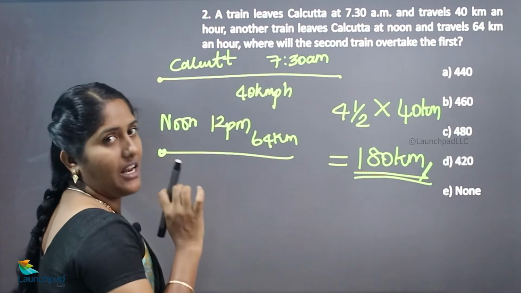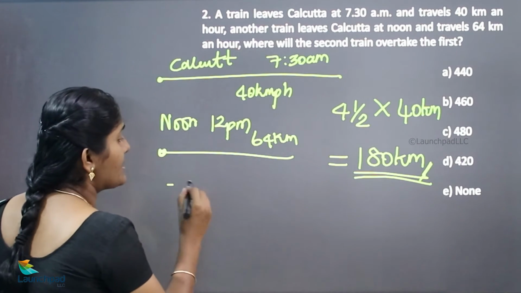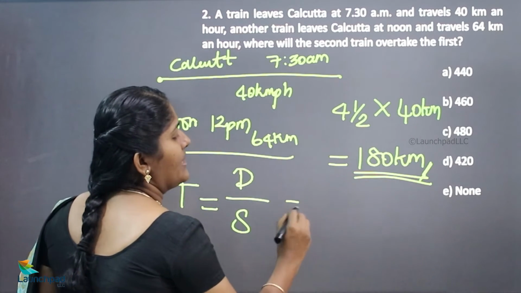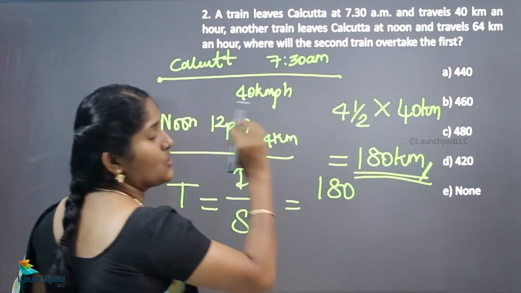After that, the second train starts. Now, the second train's time is equal to distance divided by speed. The distance we want to cover is 180.